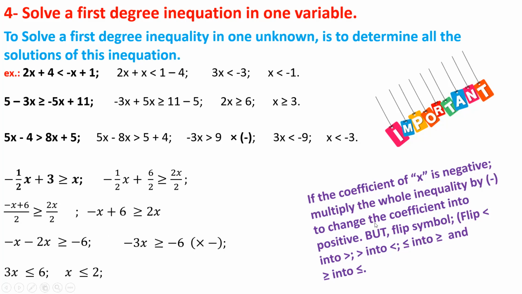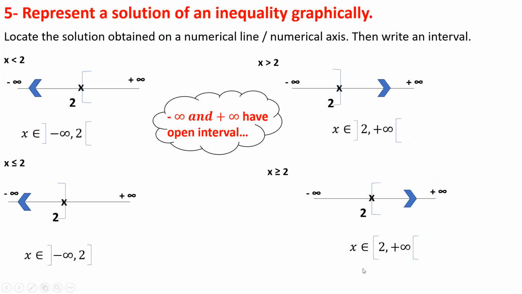Here I have an important remark which I discussed while solving the inequalities. If the coefficient of x is negative, I should change it into positive. How? Multiply the whole inequality by minus to change the coefficient into positive. But flip the symbol. What do we mean? Switch. Flip less than into greater than, less than or equal into greater than or equal, and greater than or equal into less than or equal.